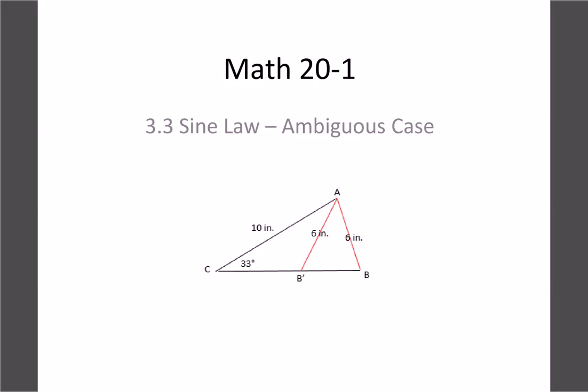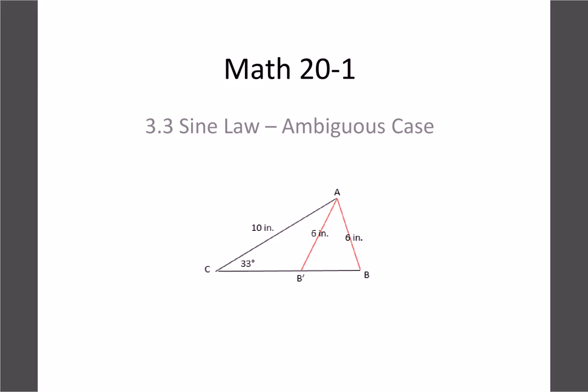Yesterday we looked at the sine law and we figured out how that works, but today what we're going to do is look at a special case that sometimes happens with the sine law. We call it the ambiguous case. And ambiguous basically means you're not sure which it is. So with certain situations we can actually get two different triangles that have the same measurements.